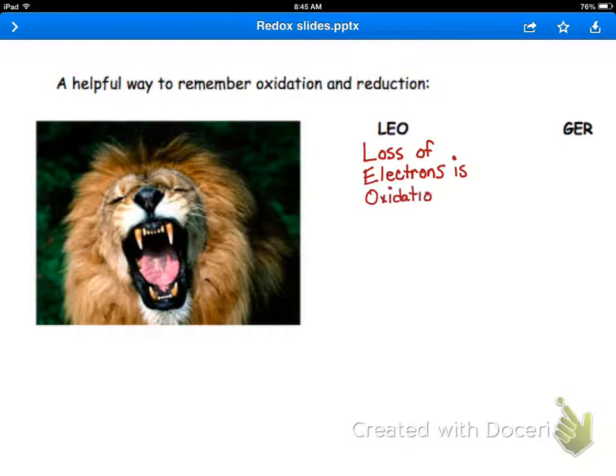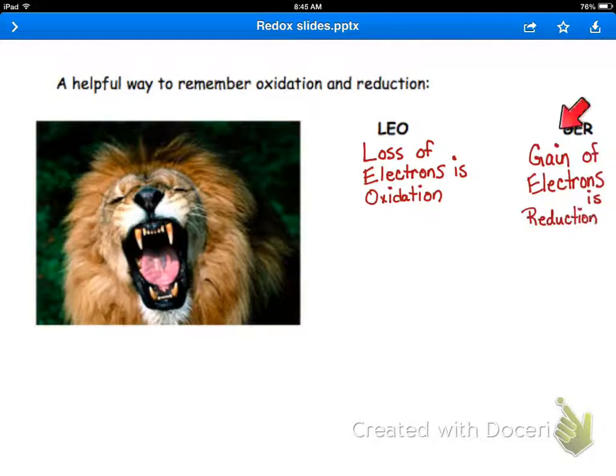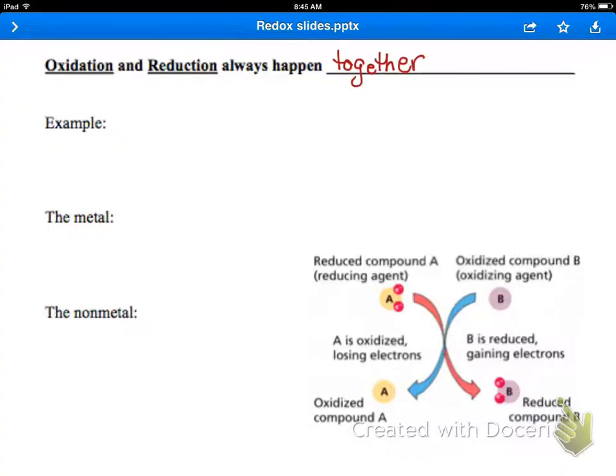There is a really helpful way to remember the rules, and that is Leo the lion goes grr. And I've given you a picture of a lion to help you remember. So Leo is loss of electrons is oxidation, and grr is gain of electrons is reduction. So when you get confused, just remember Leo the lion goes grr. So again, oxidation and reduction always happen simultaneously together.